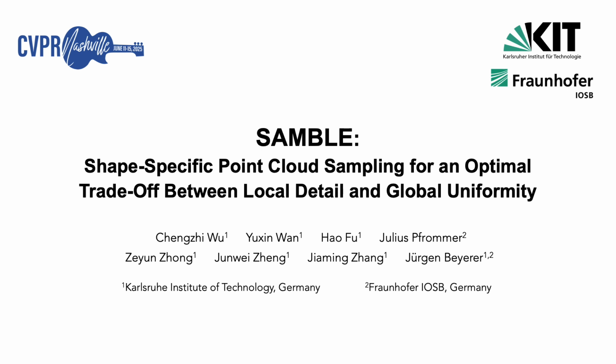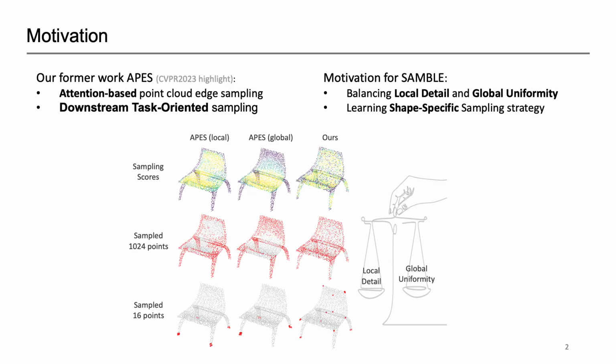We present SAMBLE, shape-specific point cloud sampling for an optimal trade-off between local detail and global uniformity. In our former work of APES, an attention-based sampling method was proposed for downstream task-oriented point cloud sampling. APES discovers that sampling more edge points improves the performance of downstream tasks. However, this can be overdone, and selecting only edge points can be detrimental.